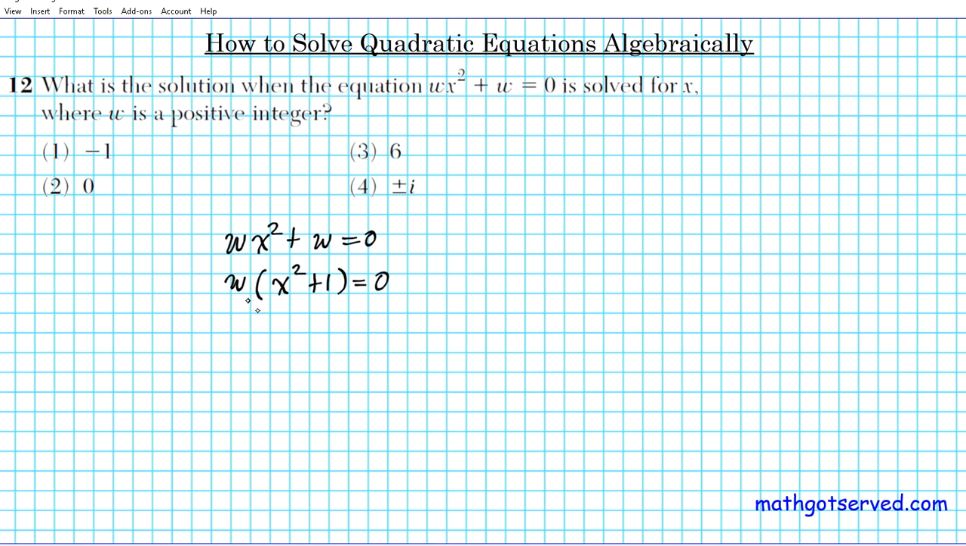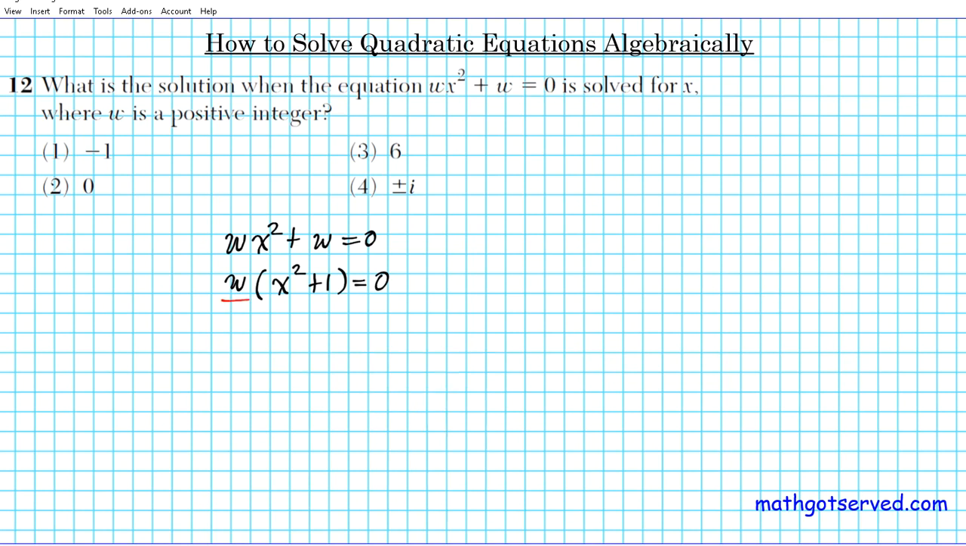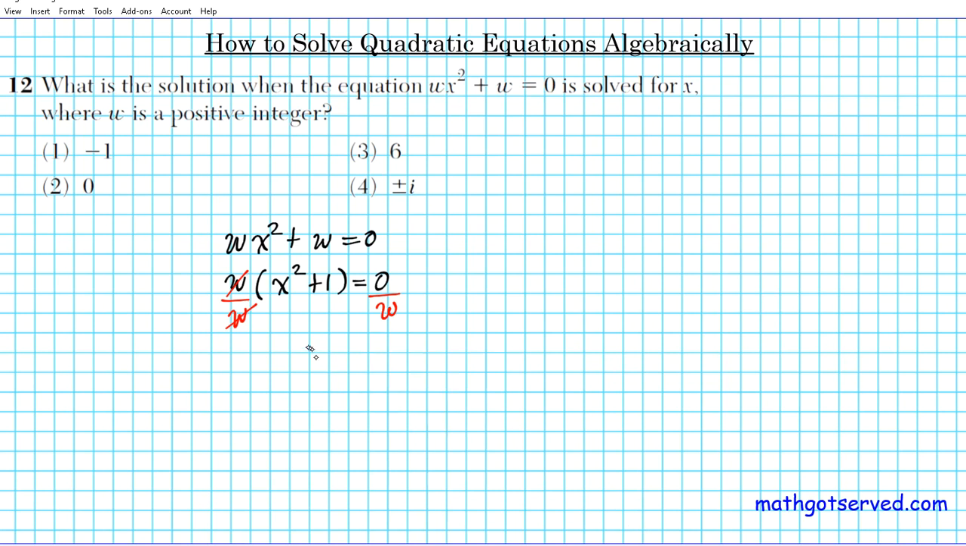Now, since w is a positive integer, I have the freedom to divide both sides by that, okay? So divide both sides of the equation by w, so I'm basically dividing this whole thing. When you divide by w, that's gone, and then 0 divided by any positive integer is 0. So we have x squared plus 1 equals 0.